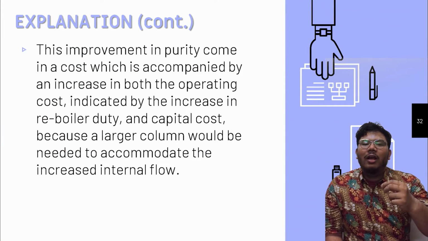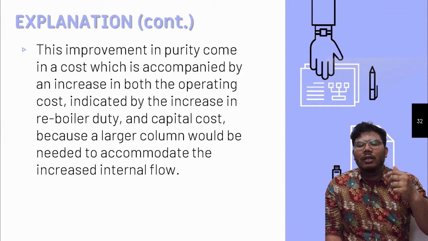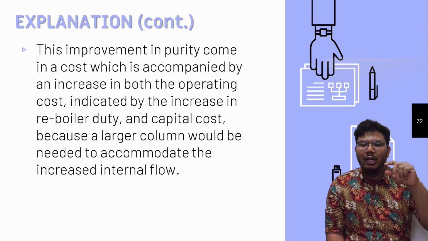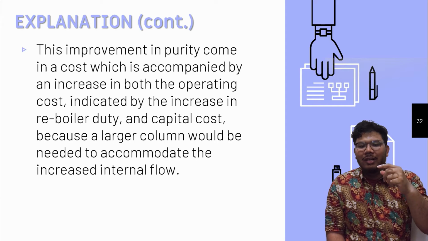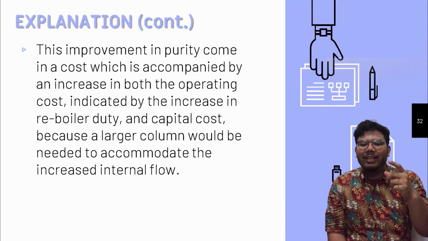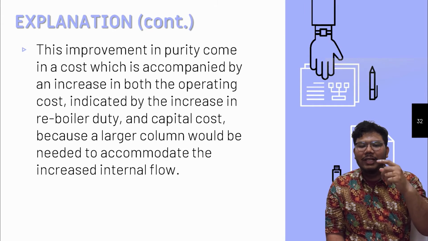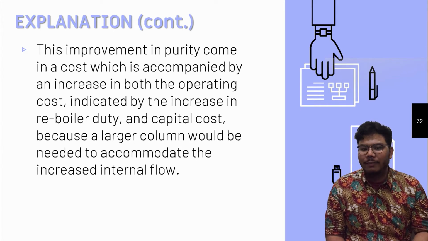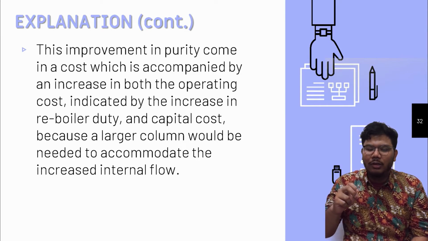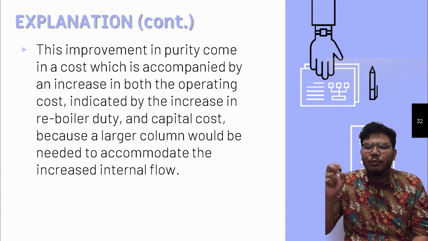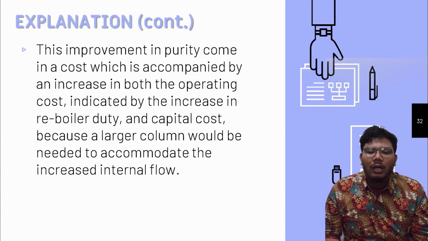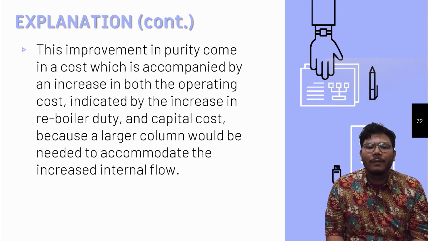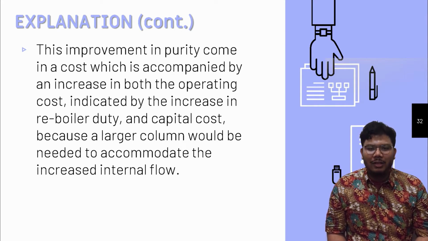The improvement in the purity comes at a cost, accompanied by an increase in both the operating cost, indicated by the increase in reboiler duty, and the capital cost, because a larger column would be needed to accommodate the increased internal flow. So that's all for me. Thank you.